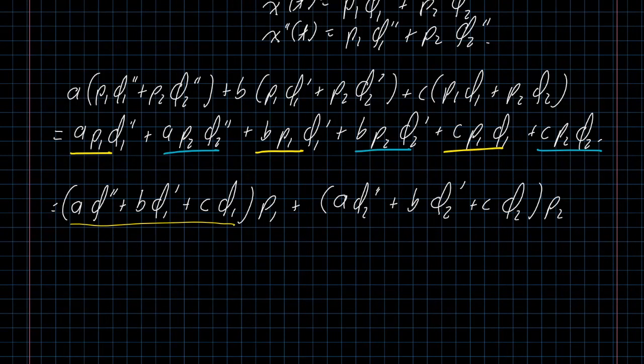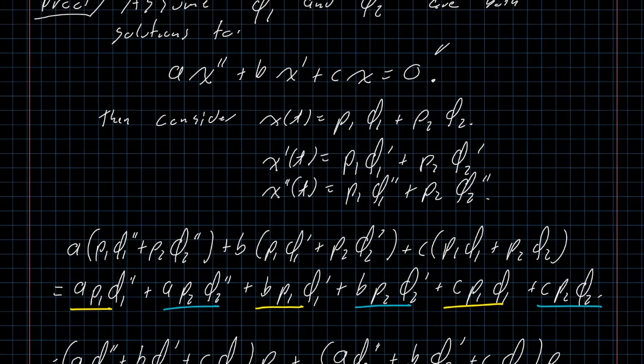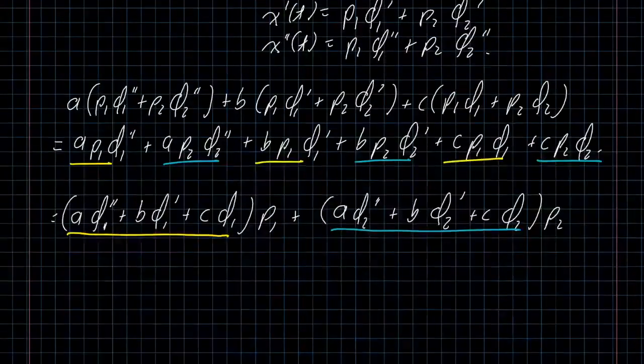And then, if I can use the right pen, look at what I have in these two sets of parentheses. A times phi1 double prime plus b times phi1 prime plus c times phi1. That's what you would get if you plug phi1 into the original differential equation. And since we know that phi1 is a solution to the original differential equation, we know that if we plug in and we get that left-hand side, it has to be equal to the right-hand side, which is 0.